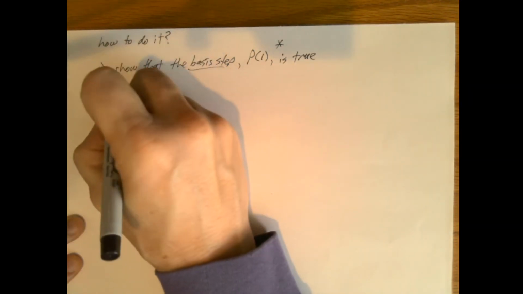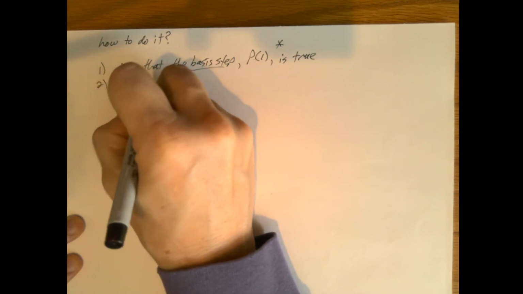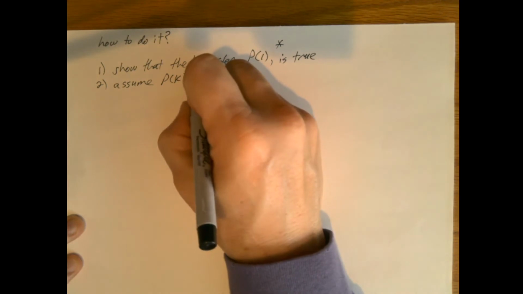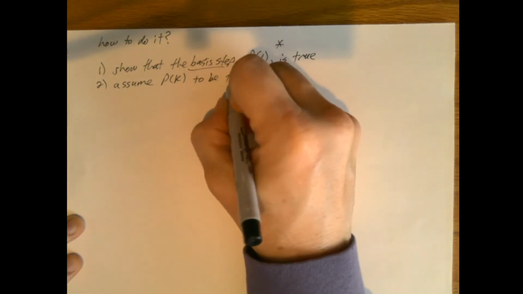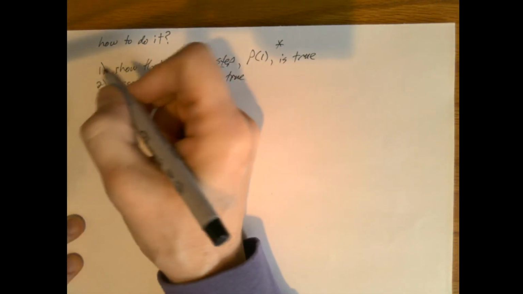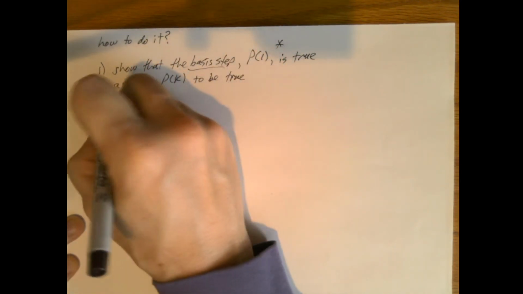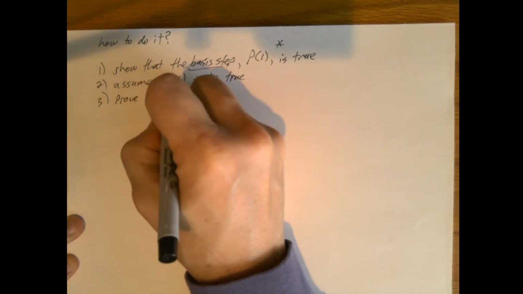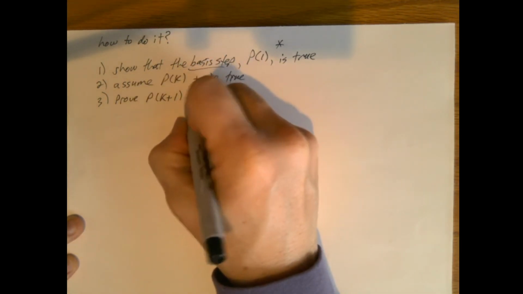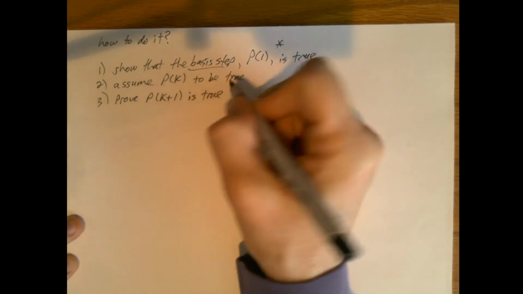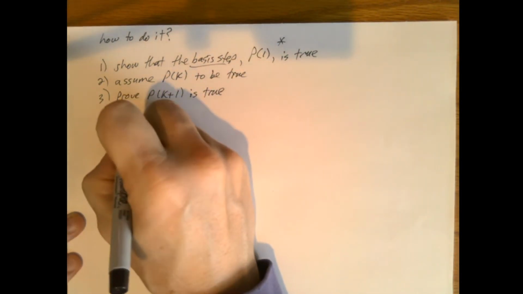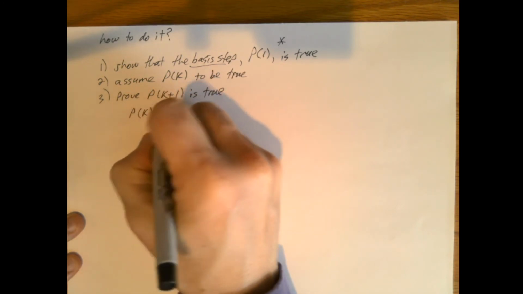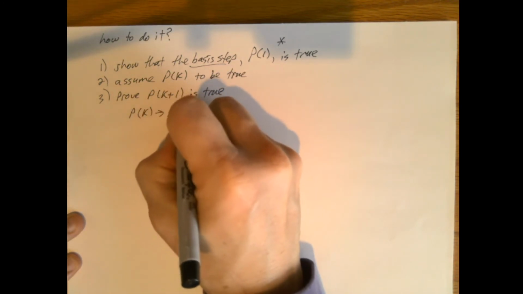Then 2, we assume that P of k is true. And 3, prove P of k plus 1 is true. And we do that using what's called the inductive step. That's P of k implies P of k plus 1.